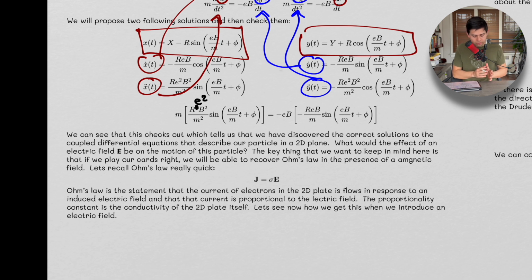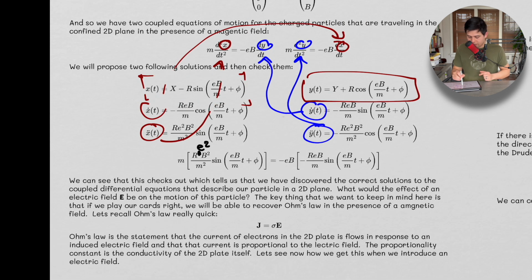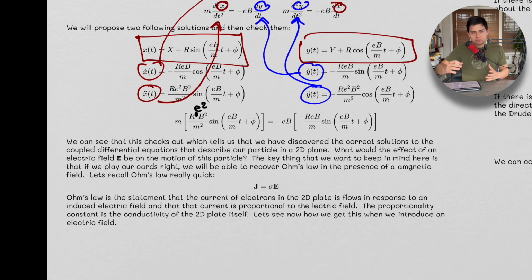The key thing here is that an external magnetic field is going to cause this oscillatory behavior in the positions of our particle, and that's all fine and good. What about an external electric field? Well, the one thing we want to keep in mind here is that if we play our cards right, then we should be able to recover Ohm's law in the presence of a magnetic field.